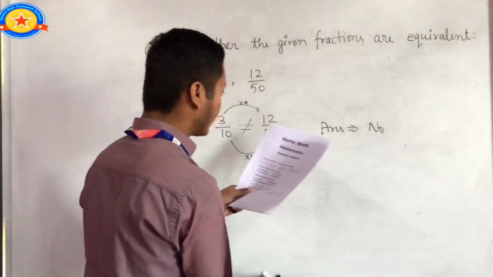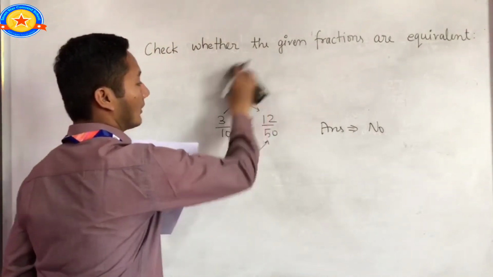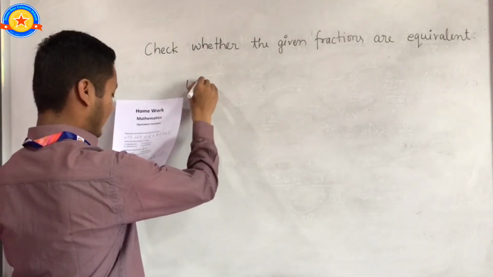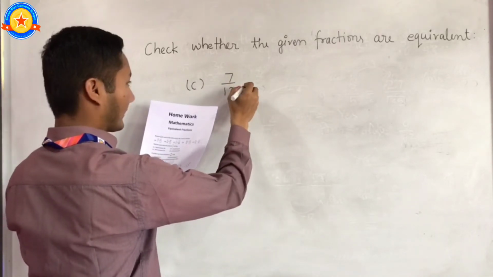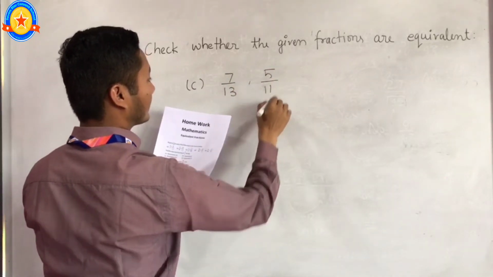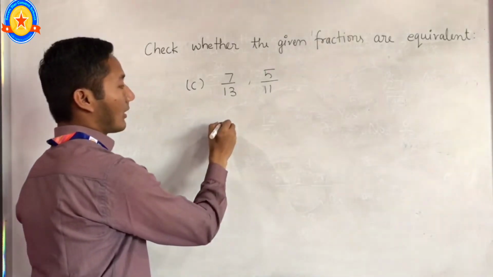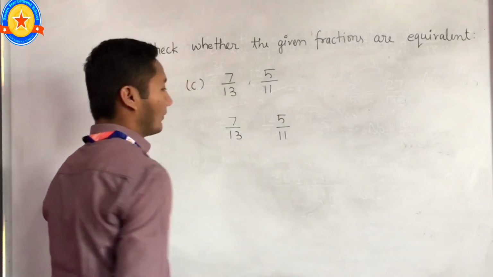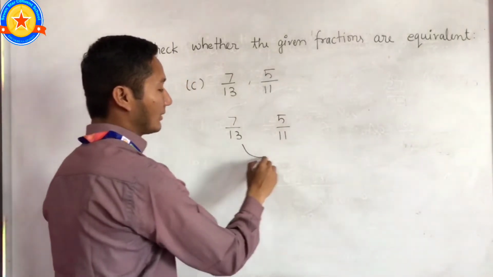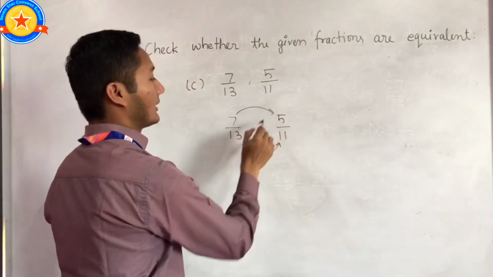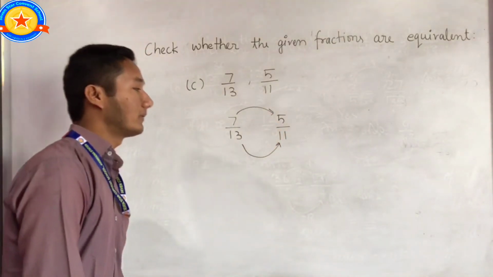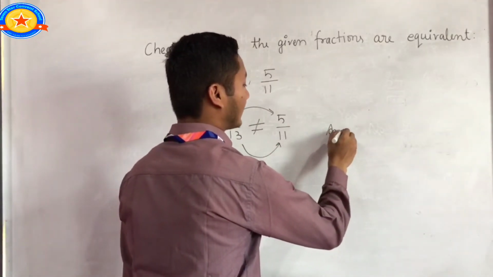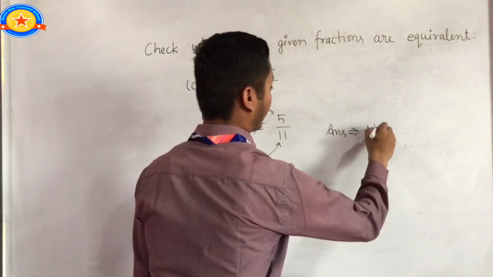Our next question is: students, our next question is 7 by 13 and 5 by 11. We check again. Here there is no pattern between 13 and 11 and also no pattern between 7 and 5. That's why this fraction is not equivalent. That's why our answer is no.